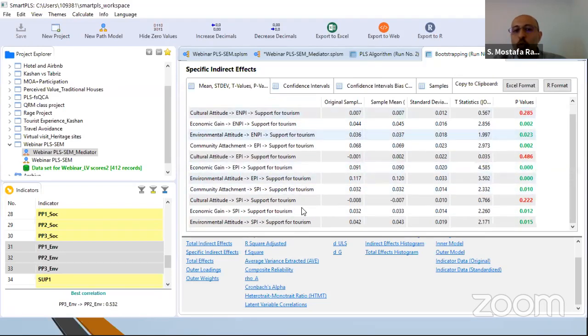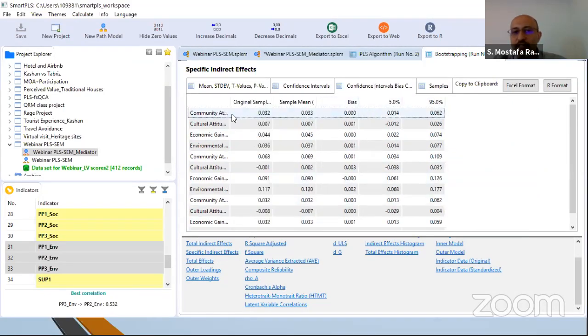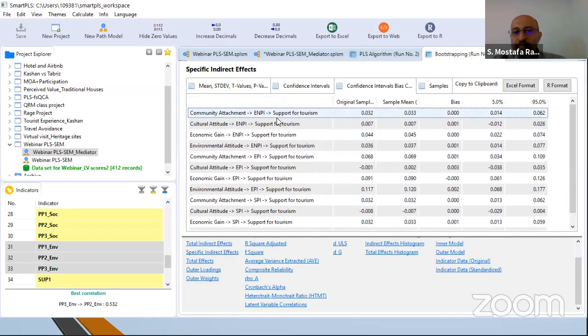And now you have 12 indirect effects. And you can see these specific indirect effects. If you click on confidence interval, you can see these effects on this part, and you can actually report based on the result of the lower level and upper level of the confidence interval, and of course interpret in your work. Okay, so now if you have any question, go ahead.